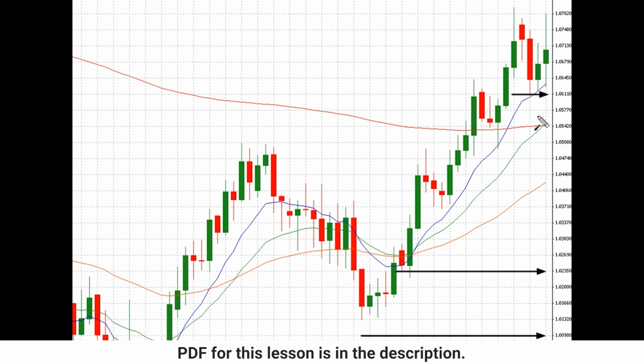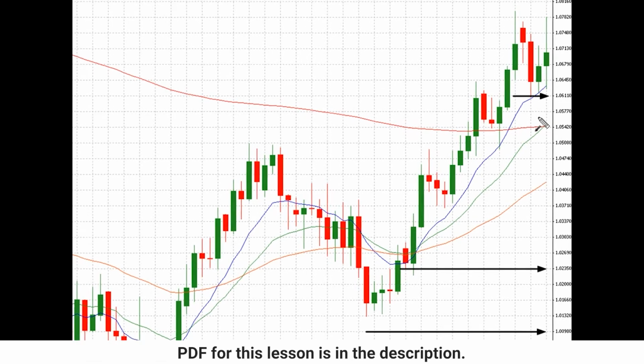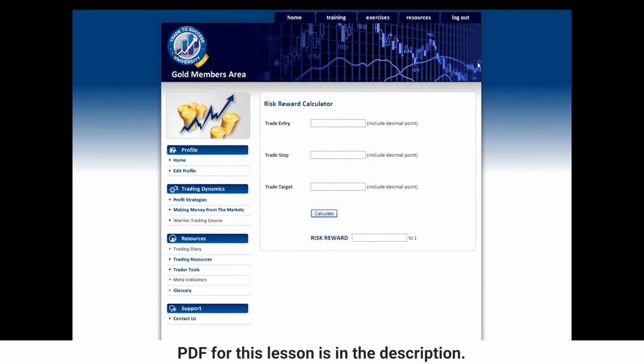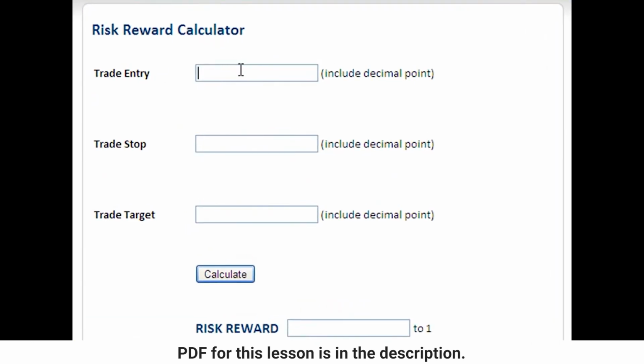So with those figures, let's insert them into the calculator to work out our risk reward. So here we are at the risk reward calculator. So our trade entry is 1.0235. Our trade stop is 1.0098. And our trade target is 1.0611. Now when you click calculate, you get a risk reward of 2.721. So it's very simple, you don't need to work anything out, just insert your numbers in here, hit calculate, and your risk reward is worked out for you.